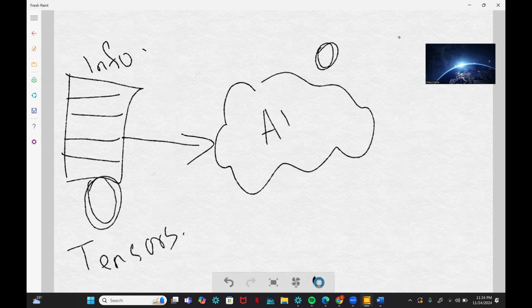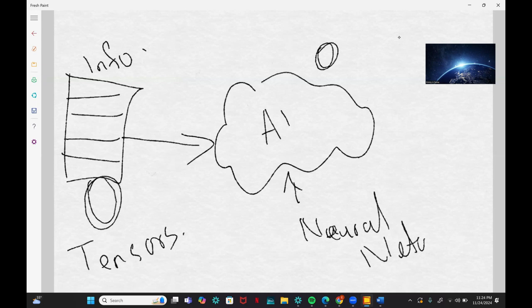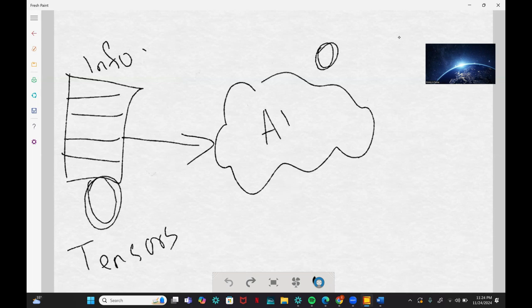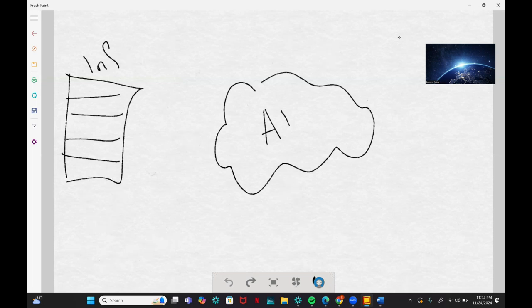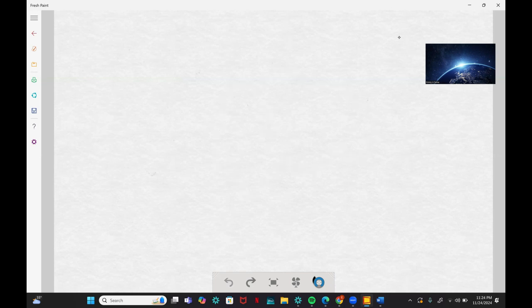So pretty much you have to first build the brain, which is going to be called a neural network, and then feed it information in the form of tensors. And if you can do these things, you would eventually be able to create an AI. So let's start with the AI's brain. How do you build that? A neural network consists of neurons which have biases and outputs.